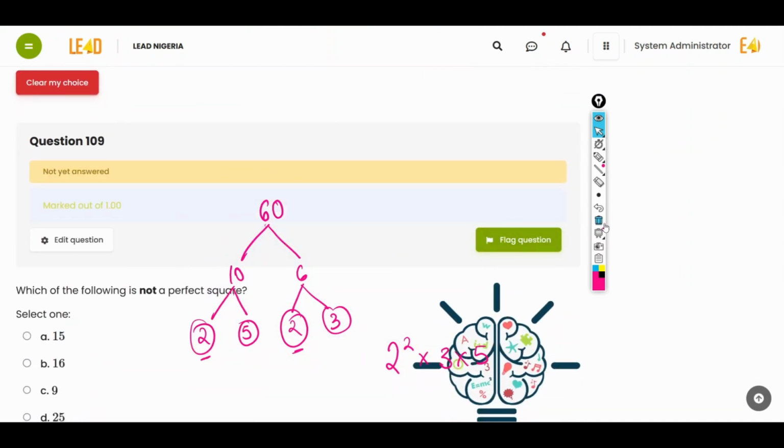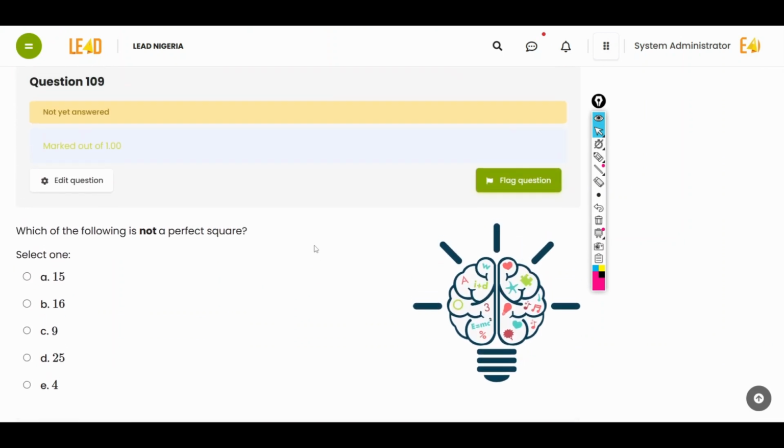Okay. Question 109. Which of the following is not a perfect square? So 15 is not a perfect square because there's no number that you'd square to get 15. 16 is a perfect square, that's 4 squared. 9 is 3 squared. 25 is 5 squared, and 4 is 2 squared. So the correct option is 15. 15 is not a perfect square.